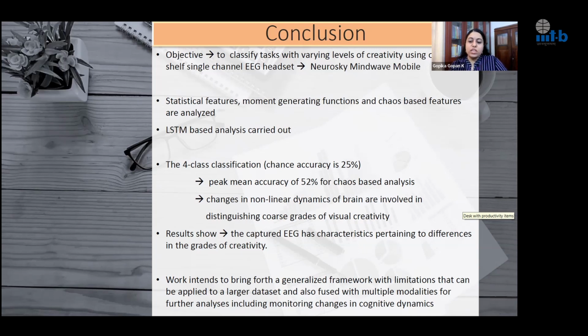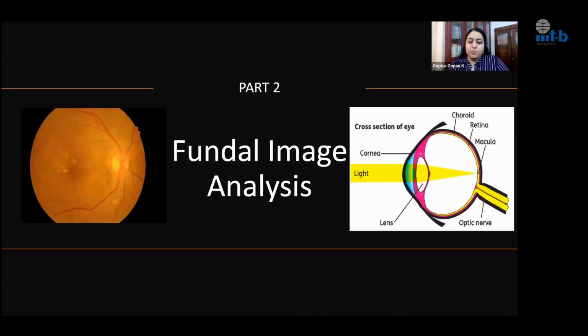So what this work intended to give is a generalized framework, with limitations, that can be extended using additional data and different modalities for further analysis, including monitoring changes in cognitive dynamics. At present, additional work with multi-channel EEG is being carried out and is in the initial phases of data collection. So this basically concludes the EEG part of it.